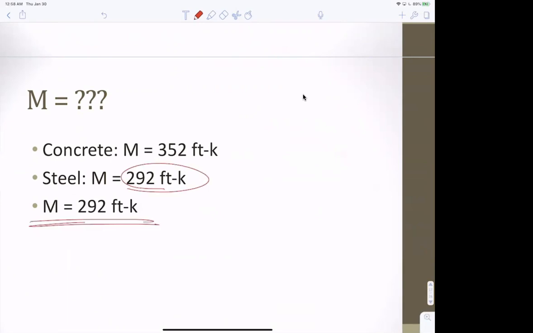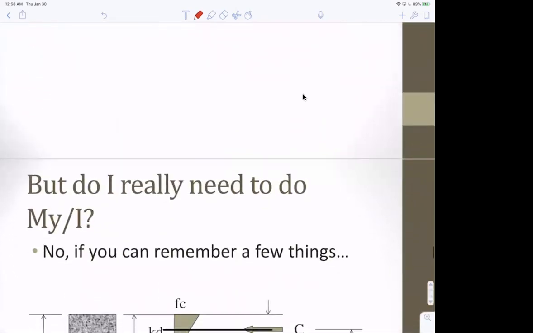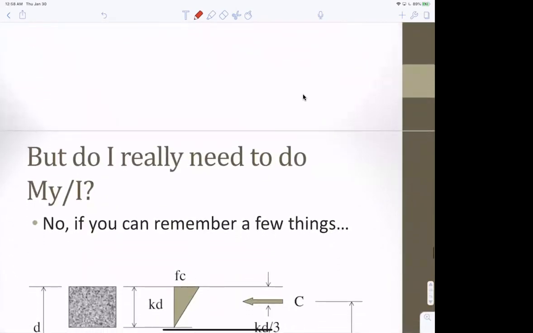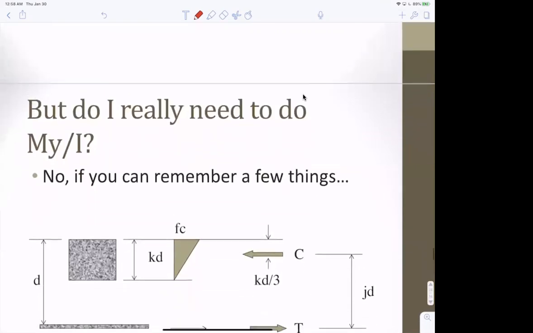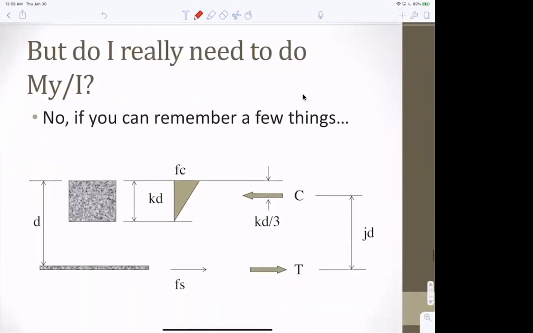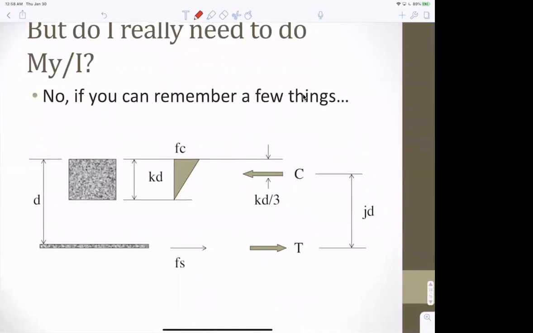So the allowable moment is 292 for Gibbs. Okay, but do you really need to do M over I? No, if you can remember some things, if you're pretty tricky. Okay. So the first thing to remember is that in a linear elastic situation, the stresses are triangular.